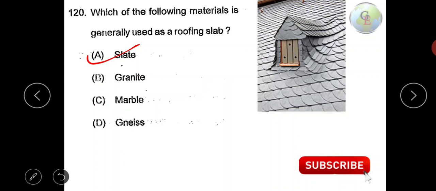And in small structures we can use gneiss. And here at the end we'll continue further.